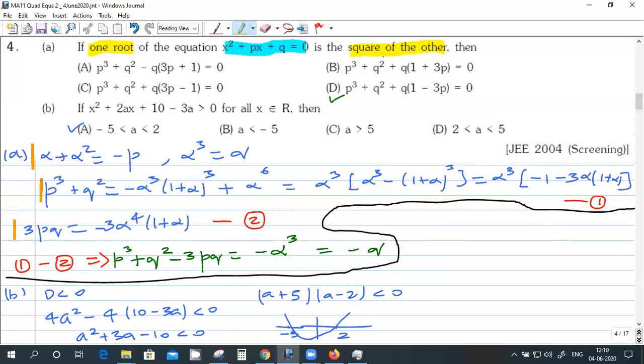Sir, I'm solving the B part. So A is done. Yes, sir, I got it after you explained. So D is the correct one, right? Right.